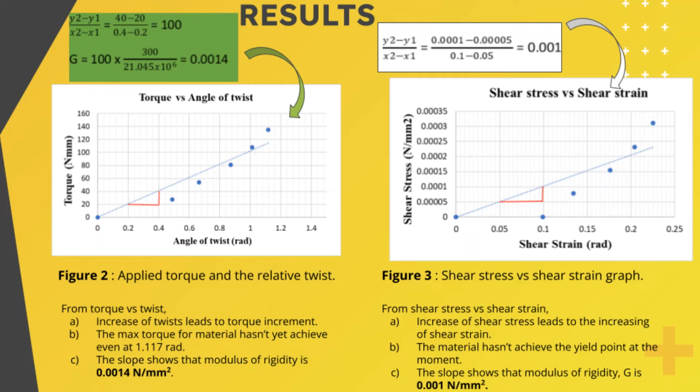From the shear stress versus shear strain graph, an increase of shear stress leads to an increase of shear strain. The material has not yet achieved the yield point at the moment. The slope shows that the modulus of rigidity G is 0.001 Newton per square millimeter.